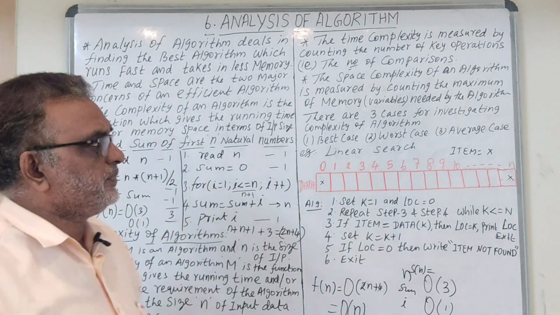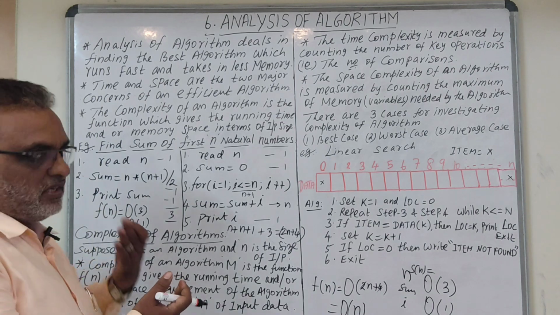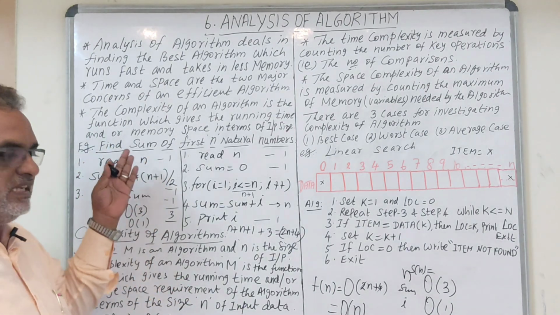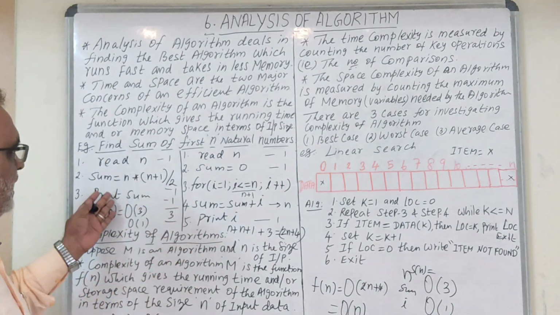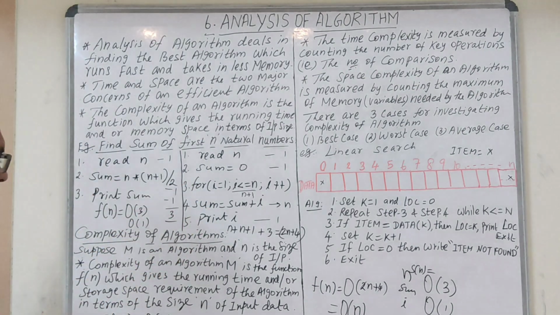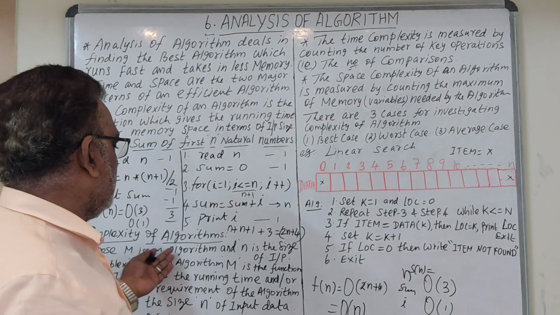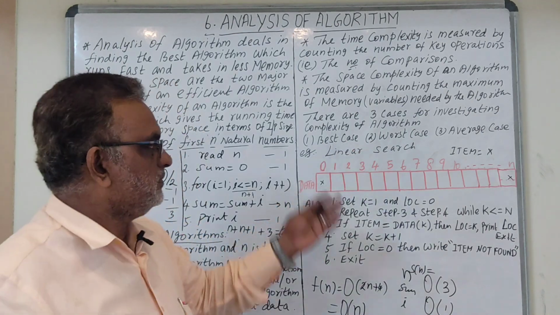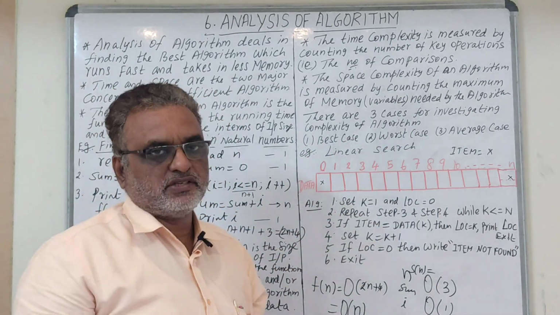So in this video, we have discussed what time complexity and space complexity are, and how to calculate time complexity and space complexity with the help of a simple example. We also discussed the types of cases of the complexity of an algorithm, best case, worst case, and average case, with the help of linear search.